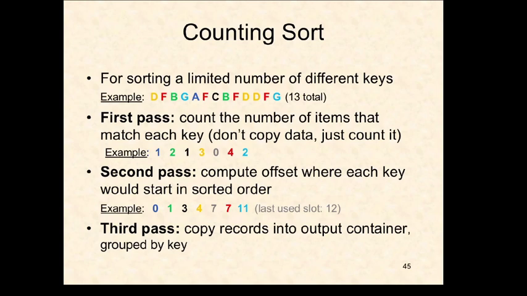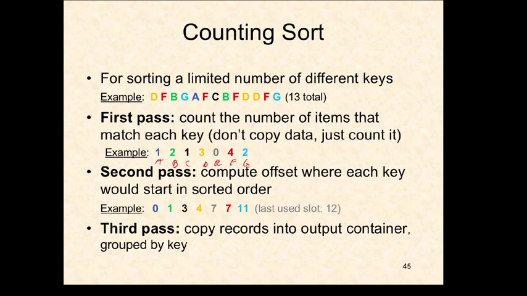For example, here I knew I was sorting capital letters of the alphabet. There never could have been more than 26. But even more, I knew they would be in the range A through G, so there would never be more than 7 of them. So I'm going to make a pass through the data where I count the number of items. I'm not going to copy the data or move data around. I'm just going to count the number of A's, B's, C's, D's, E's, F's, and G's.